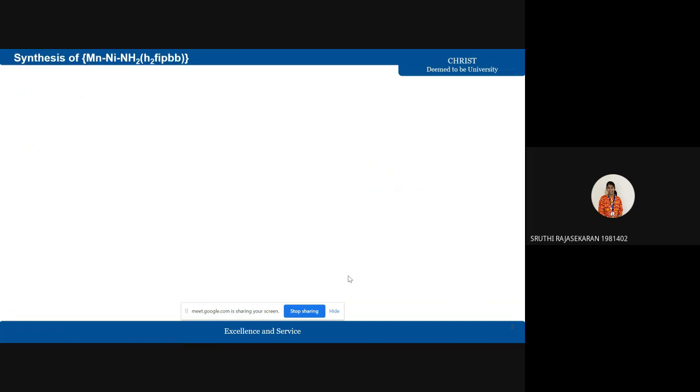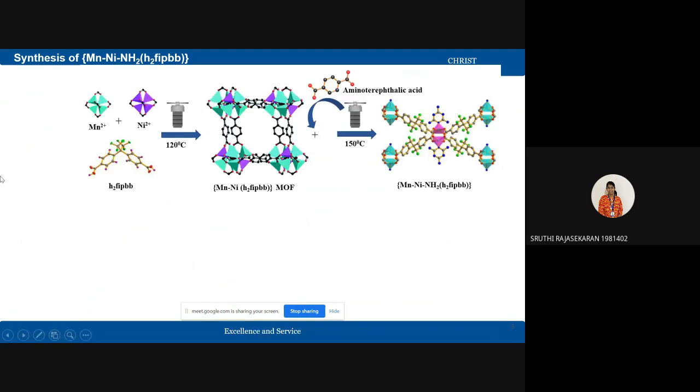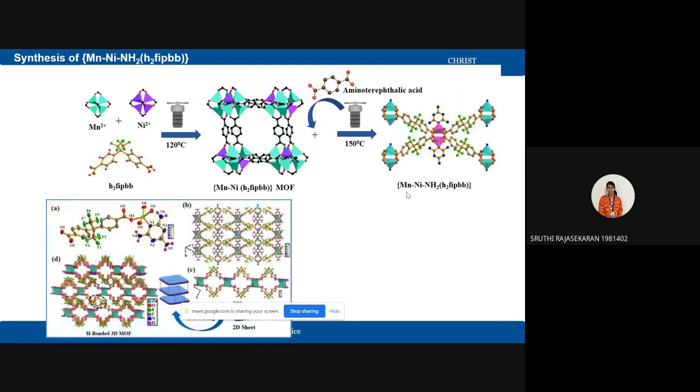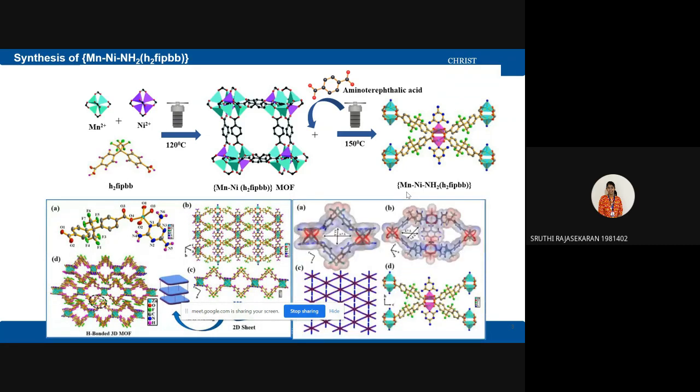Coming to the synthesis of the functionalized metal organic framework, first the metal precursors were mixed with a ligand and heated at 120 degrees Celsius to form a bimetallic framework. Later on, the co-ligand aminoterephthalic acid was incorporated into the bimetallic framework and heated at 150 degrees Celsius to form a functionalized framework. Later, this functionalized framework was used for energy storage application studies like supercapacitance studies. These are some of the images which we obtained from the single crystal studies.